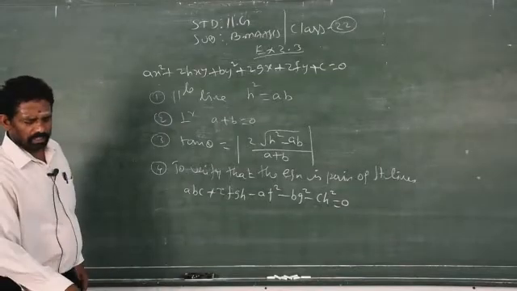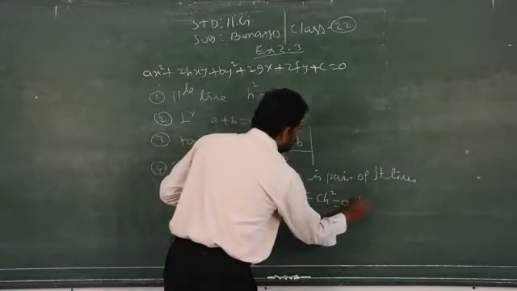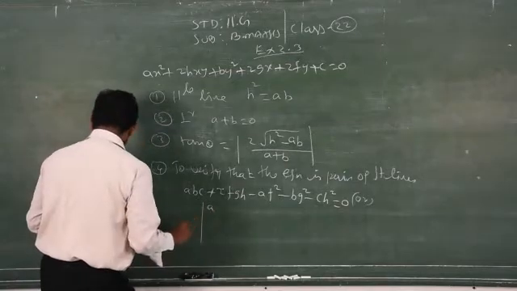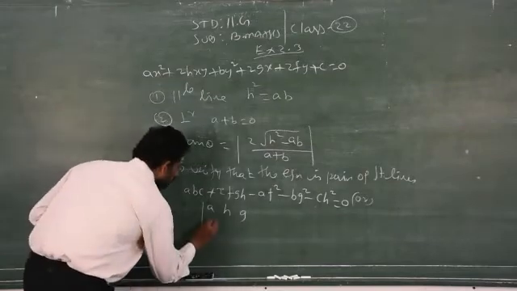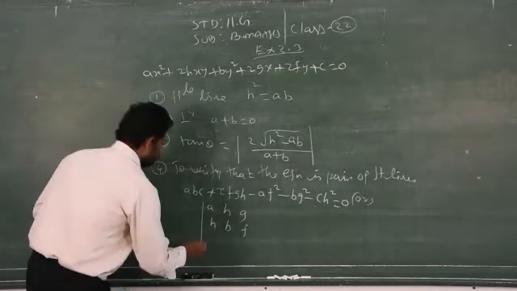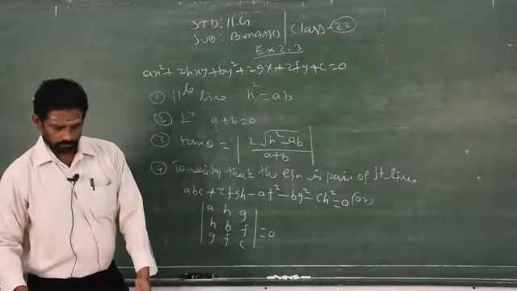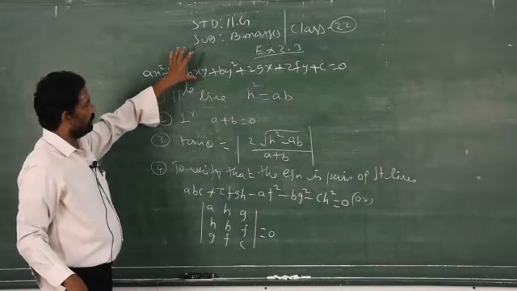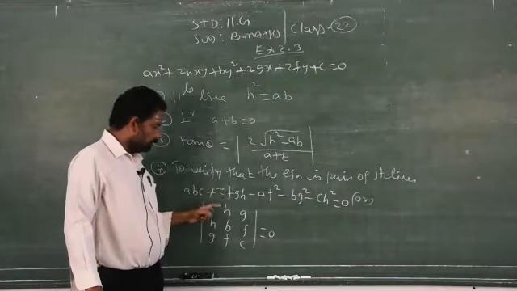And the same thing is given in the matrix part, the determinant method. We have two formulas. You have to select any one of these two conditions, that is the determinant with rows A H G, H B F, G F C, equal to 0. So to check whether the given equation is a pair of straight lines or not, you have to use any one of these two conditions.